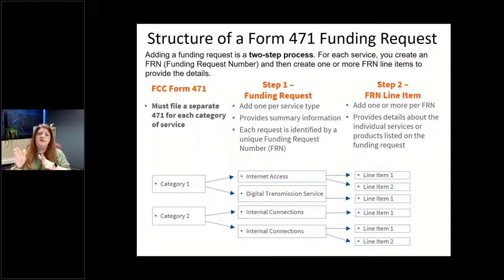Also, there is a two-step process for adding all of your information into your funding requests. With the 470, you saw we did a service request, and in one shot we were able to enter all the details. With the 471, you enter all the details about what you're getting, but then there's a second step where you have to enter the amount it's going to cost, the line item information, is what that's called. Oftentimes, this is where people kind of lose it.